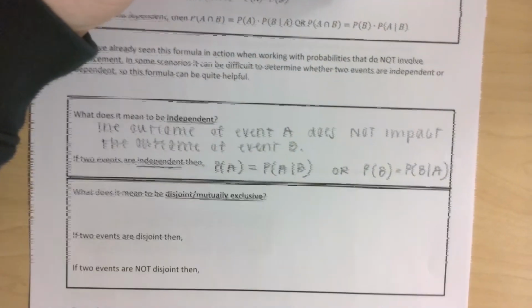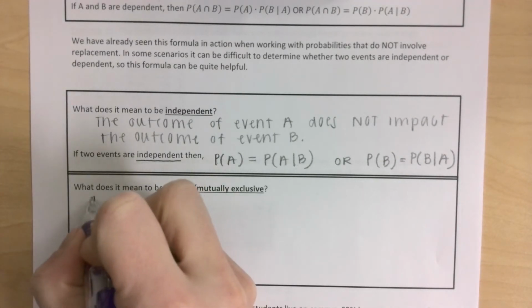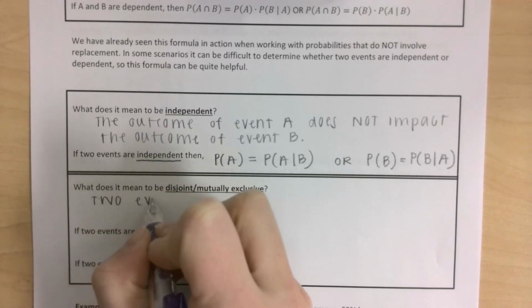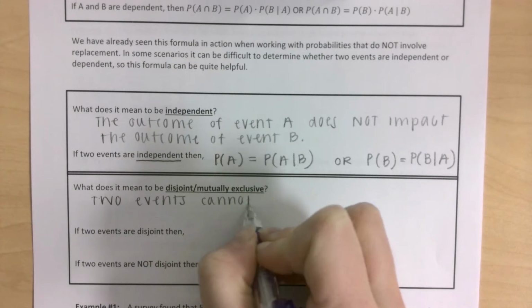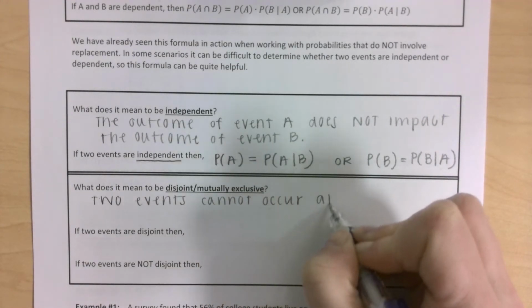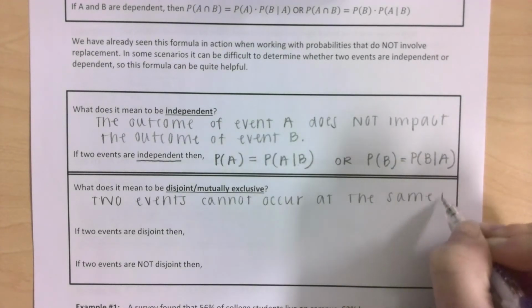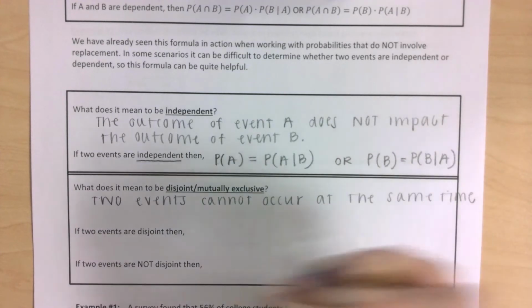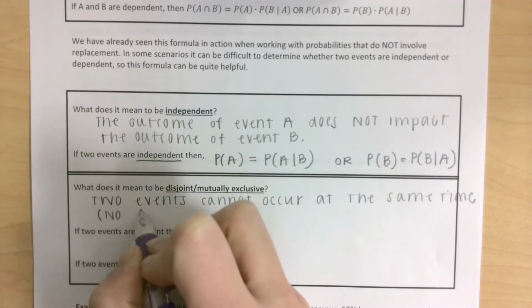We also want to talk about whether or not events are disjoint or mutually exclusive. Remember that if two events are mutually exclusive, it means that the two events cannot occur at the same time. We've also said that mutually exclusive means there's no overlap between the events.